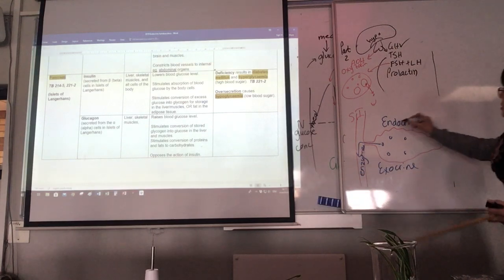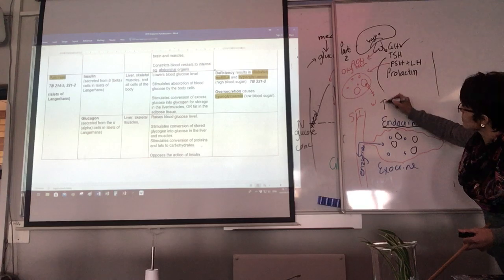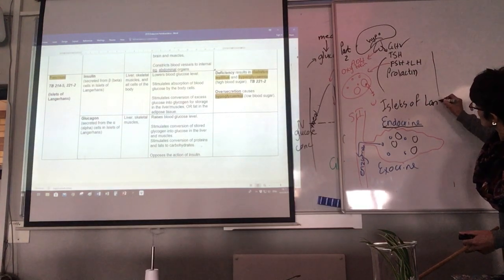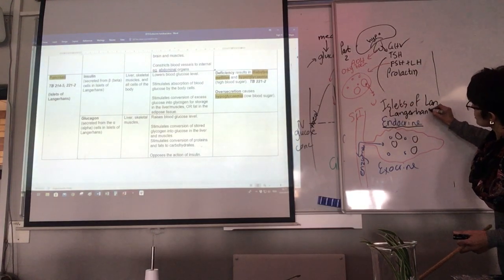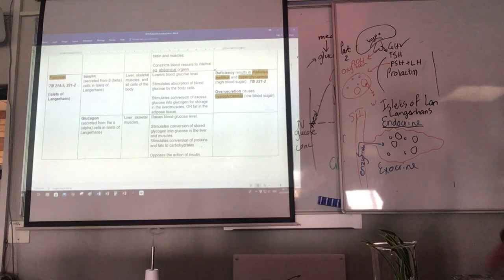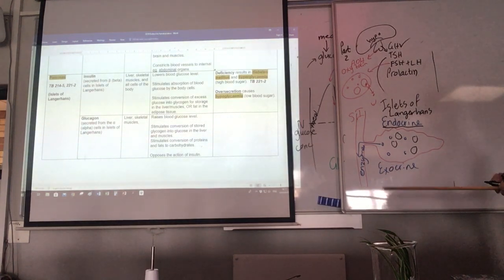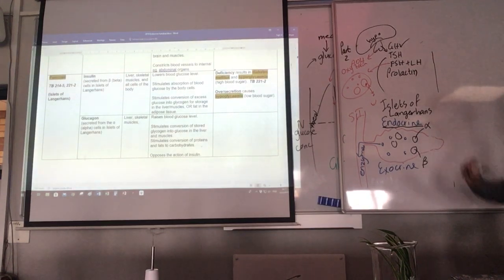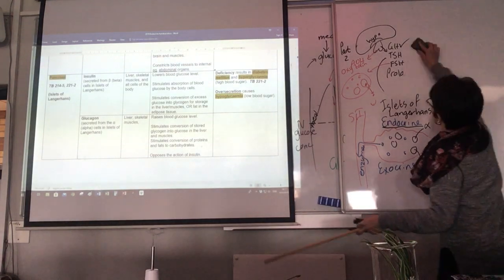But the endocrine function, there are other patches of cells, and you might remember that they are called the islets of Langerhans. Let's rather write it here. There, the patches of cells known as the islets of Langerhans, and they have an endocrine function. And there are two types of cells. There are alpha cells and there are beta cells.